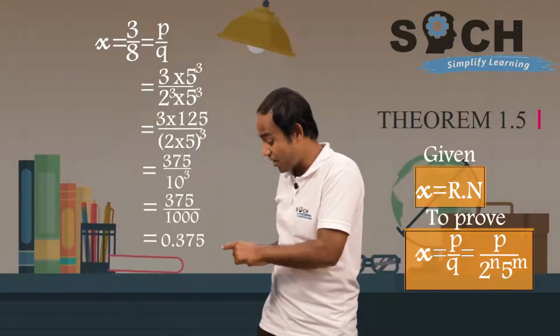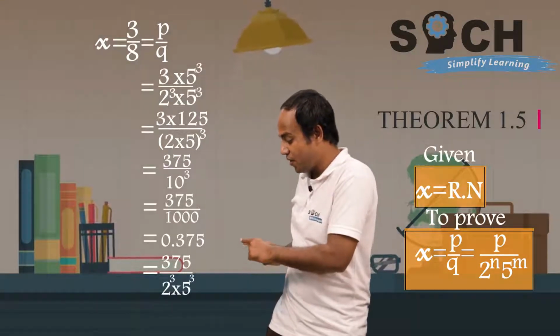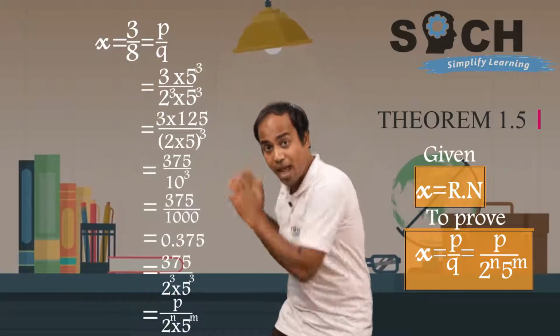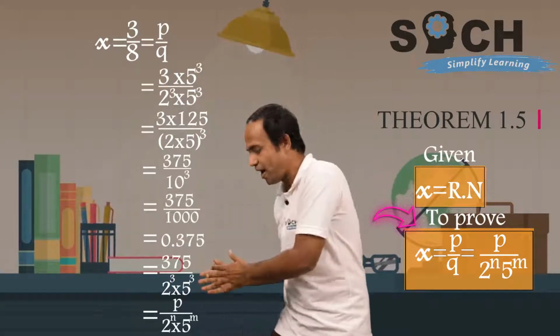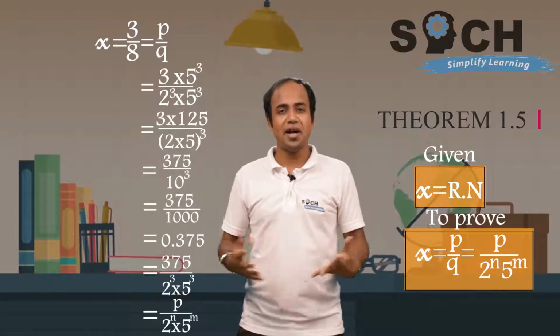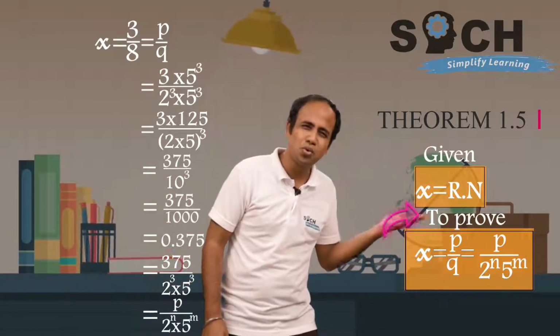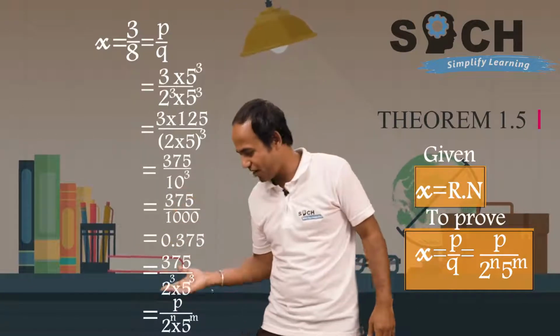375 upon 2 raised to 3 into 5 raised to 3, which is equal to p upon 2 raised to n into 5 raised to m. Hence this result got verified over here. So my dear friend, theorem 1.5 is so simple. छोटू सा statement, छोटू सा verification, small statement, small verification.